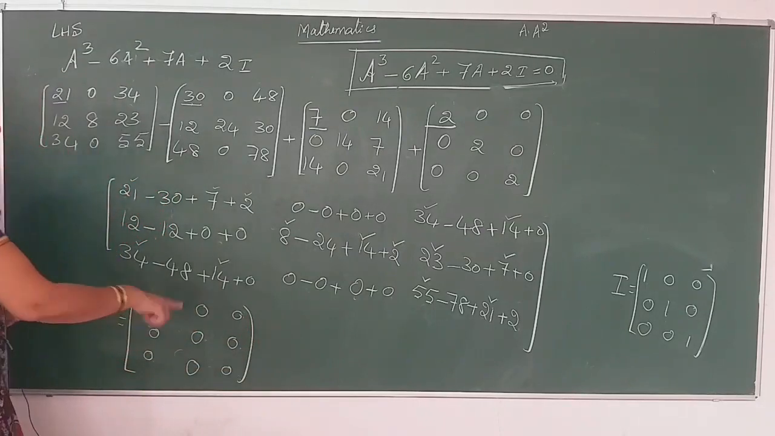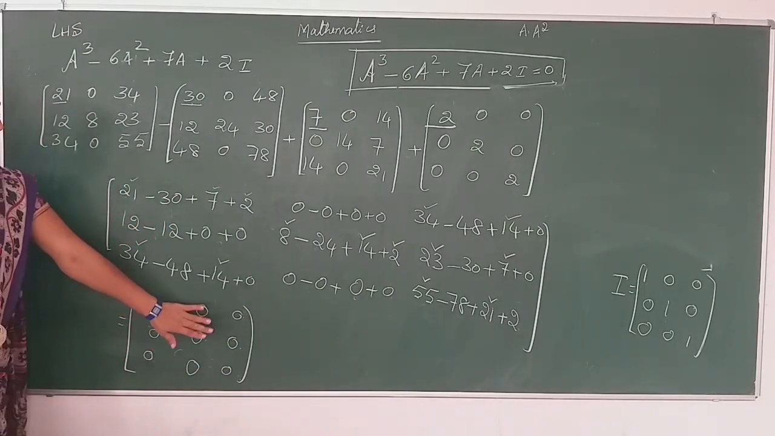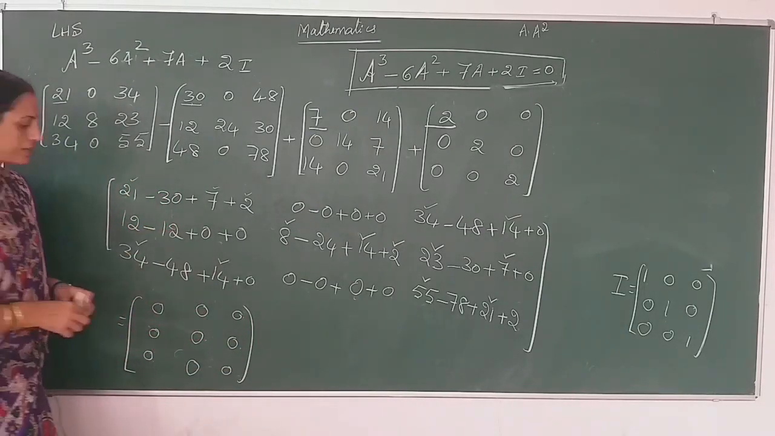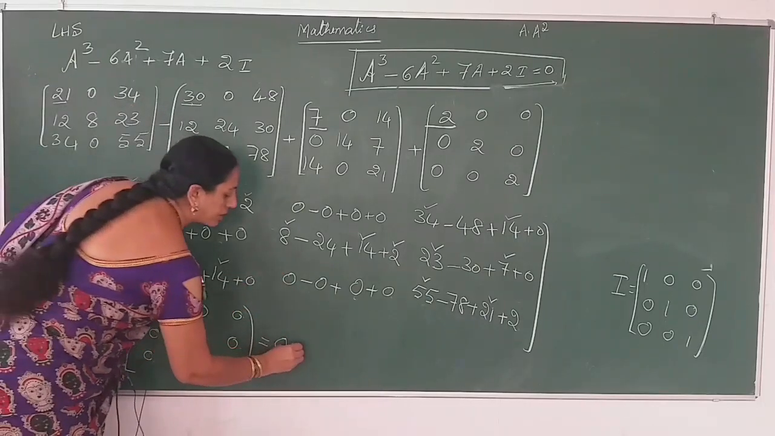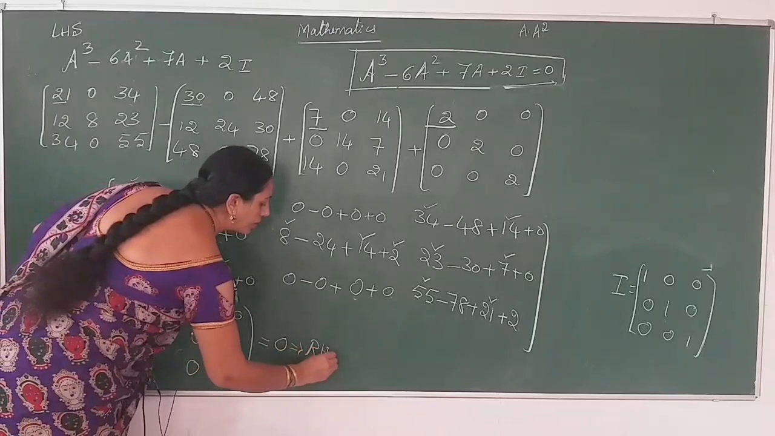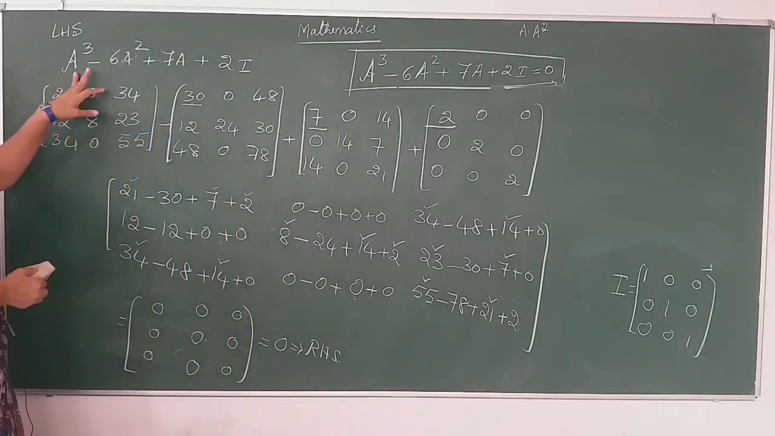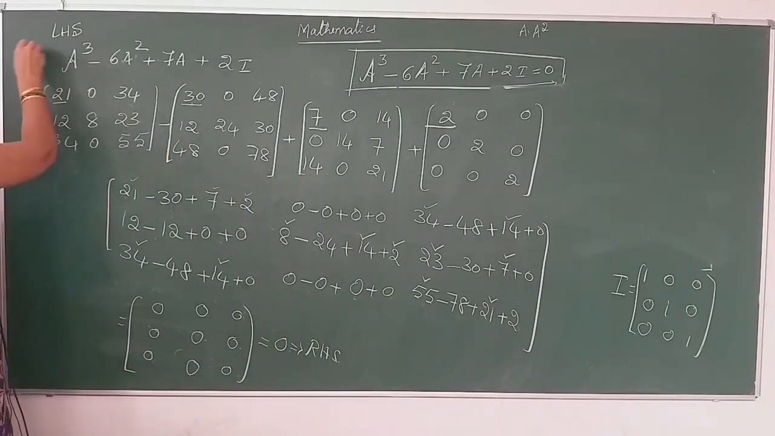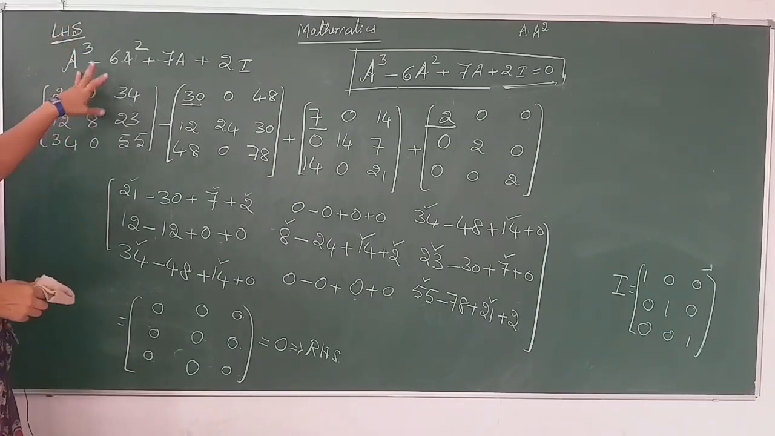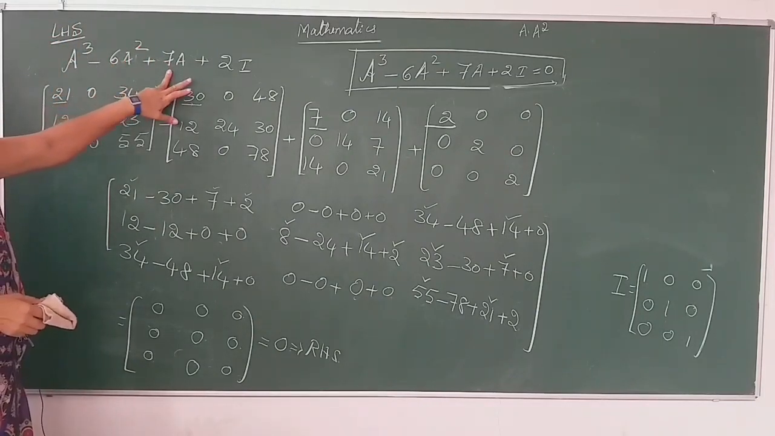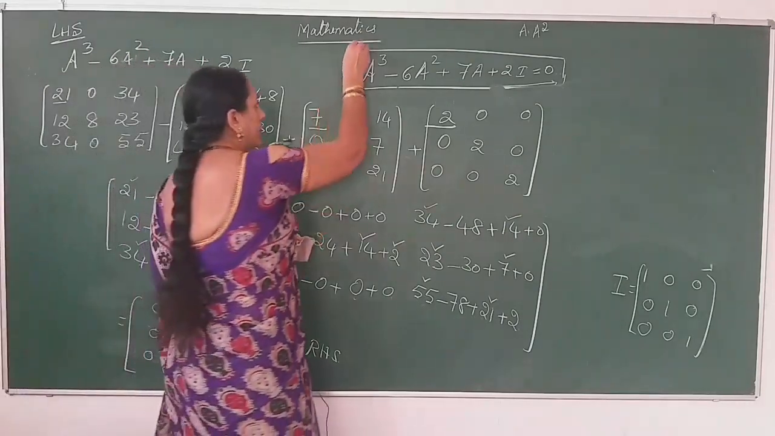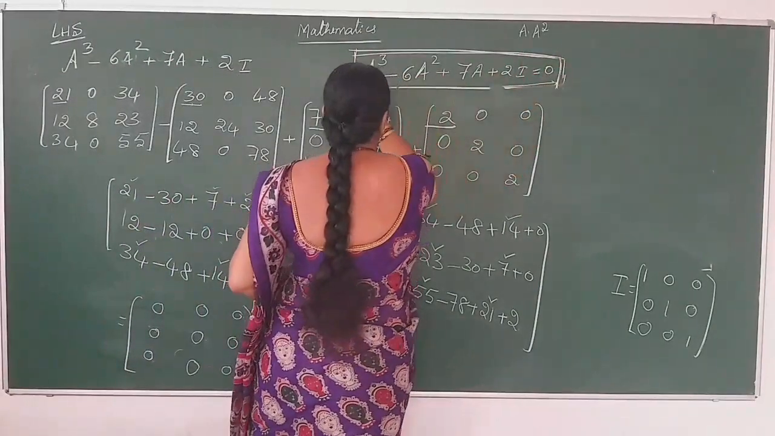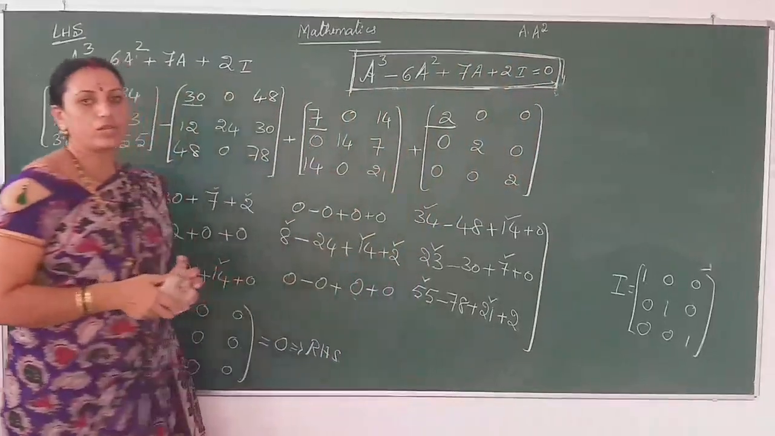So if all the elements of a matrix are 0, such a matrix is called a zero matrix. It is also denoted by O or 0. That is the RHS. Now consider the LHS. LHS is A cube minus 6A square plus 7A plus 2I. It will be equal to 0. That is the given statement. Therefore, LHS is equal to RHS.